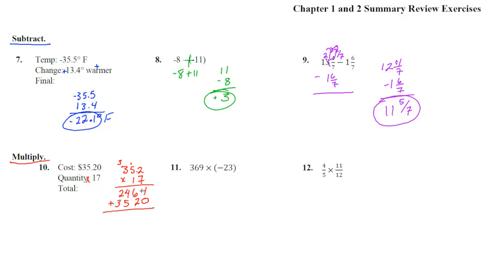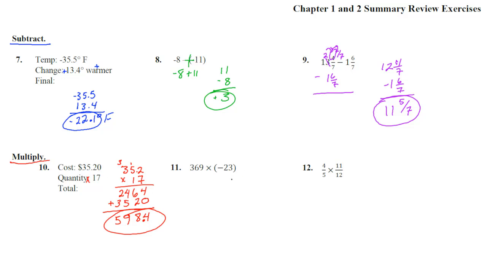Let's add these together. 4 plus 0 is 4. 6 plus 2 is 8. 4 plus 5 is 9. 2 plus 3 is 5. And how many digits behind the decimal place? There's 1 here and none there. So 1. 598.4. Excellent. Okay, number 11.